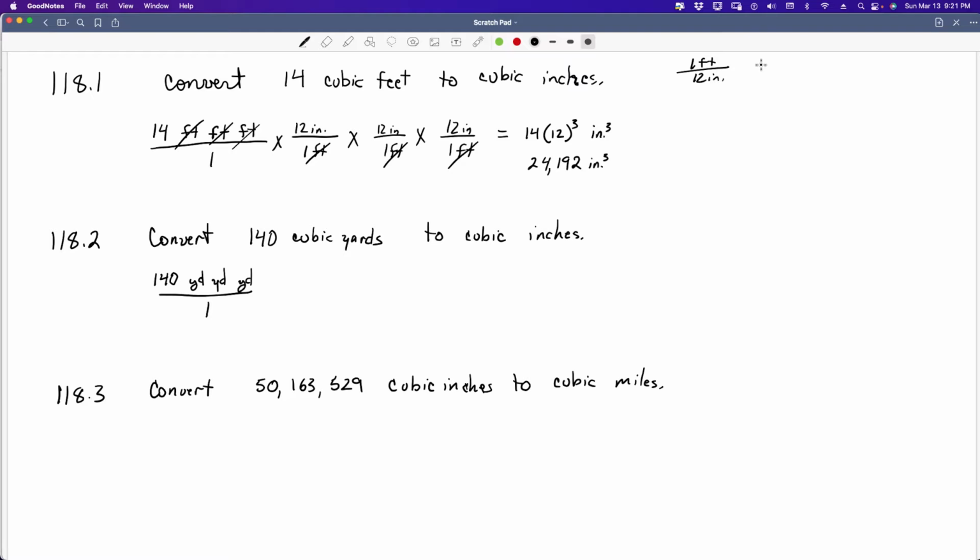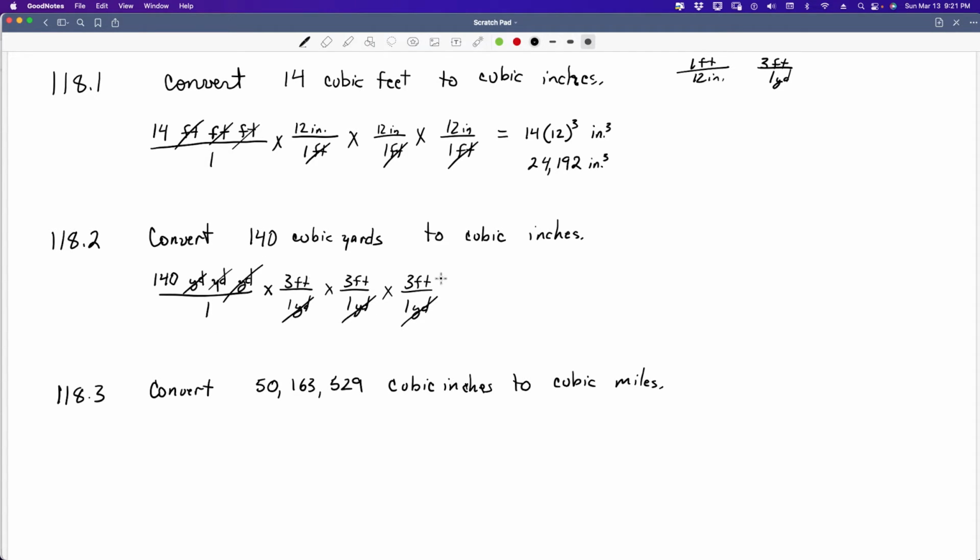We know that there are 3 feet in 1 yard, right? So we are going to say times 3 feet over 1 yard. That's going to cancel a yard. We'll do that again, 3 feet over 1 yard, which cancels another yard. And then we have 3 feet over 1 yard, and that cancels the final yard.